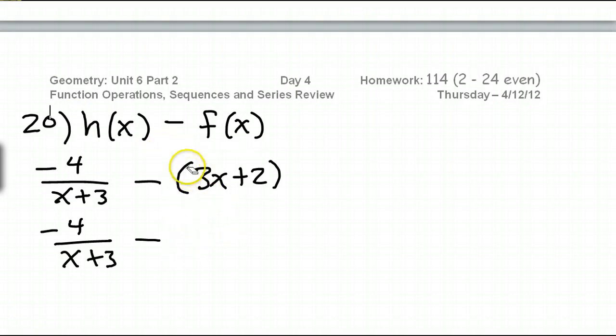I'm not going to distribute that minus sign yet. I'm going to leave that for later. Okay, sorry for the confusion. Let's do this instead.